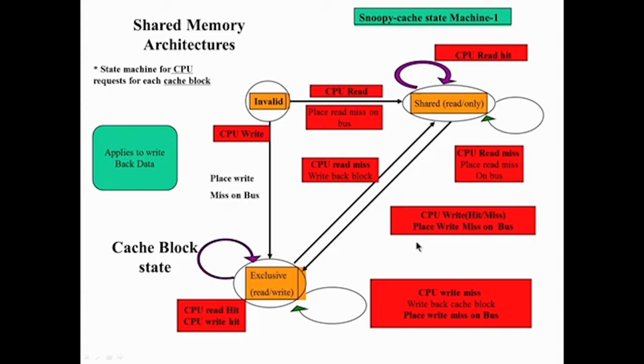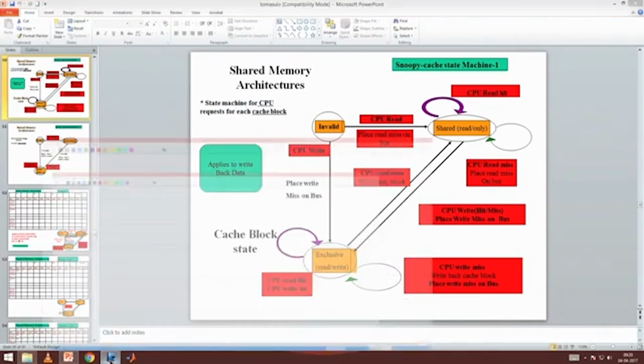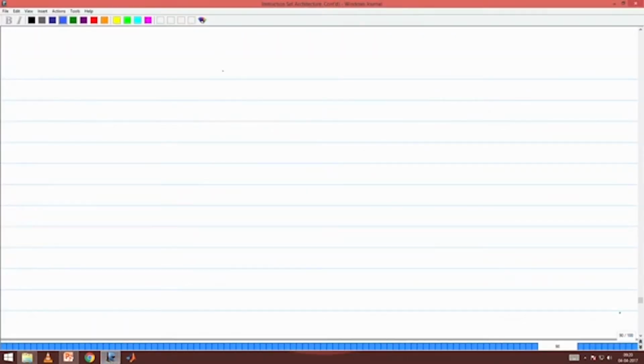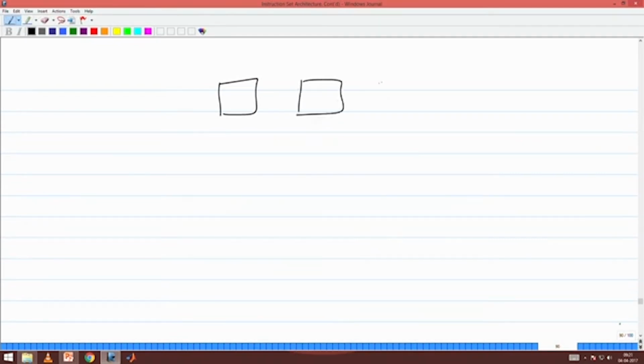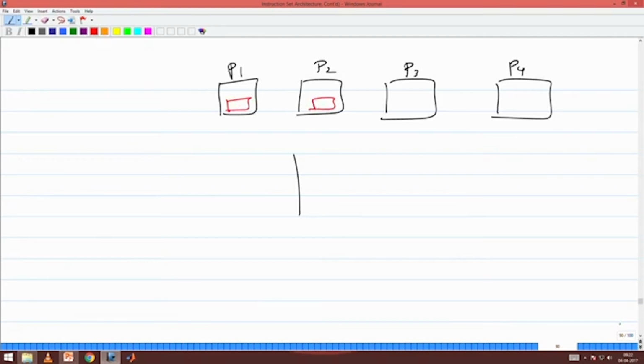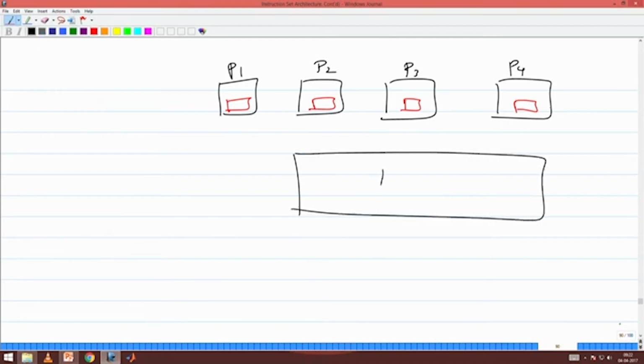Now we will go back to our famous setup. Okay, now I have 4 processors. Each has their own cache. And there is a RAM. And they all share a common bus.